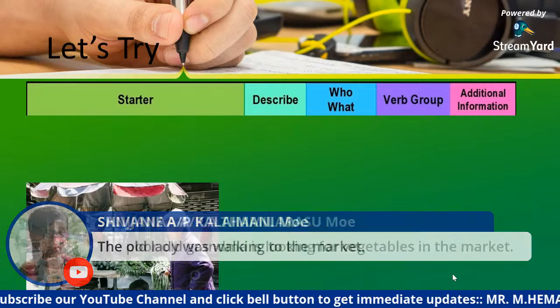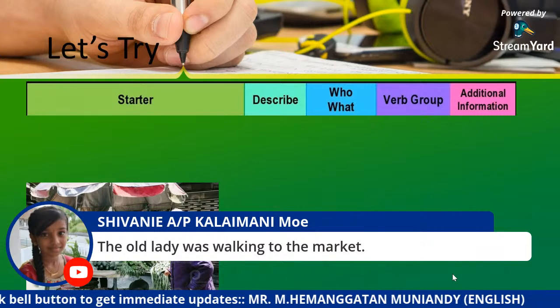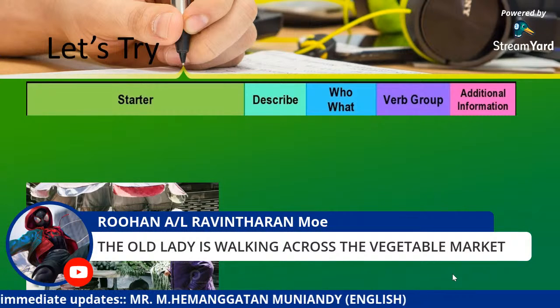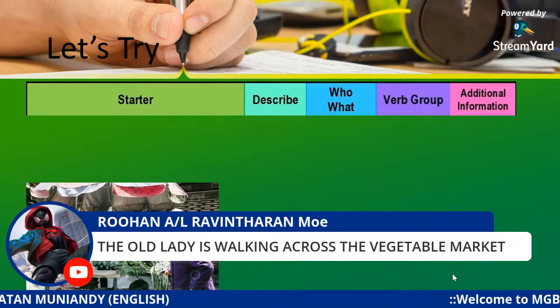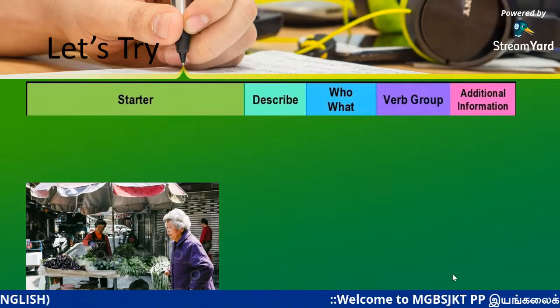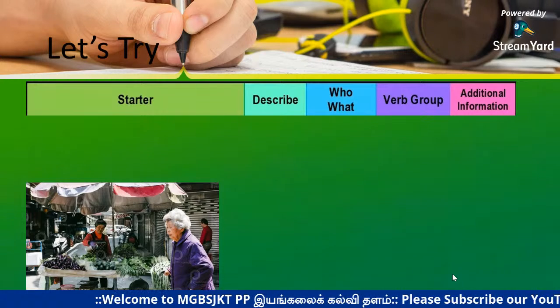Any other? By Sanjana, the poor old grandma is looking for vegetables in the market. Great. Very good. Okay, Shivani, I saw yours. The old lady is walking across the vegetable market, by Ruhan. Sounds good.